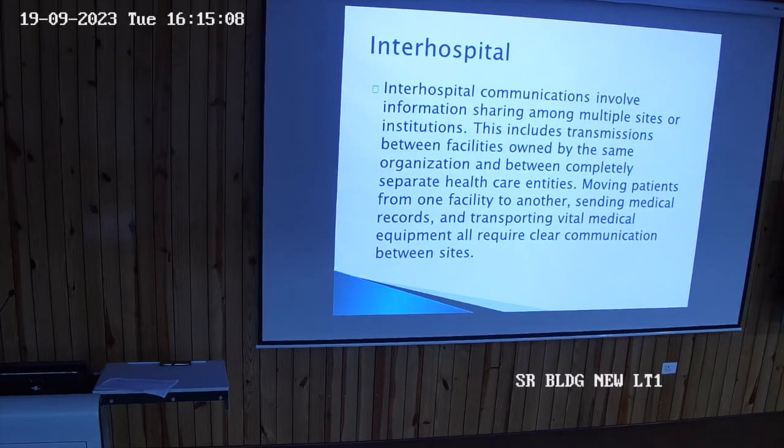So when two hospitals work together, or two hospitals of the same organization work together, you have to have clear communication between them. If you don't have clear communication, the information won't be properly grasped by the institutions, and it would lead first to the expense of unnecessary cost, and the other could be the death of the patient.